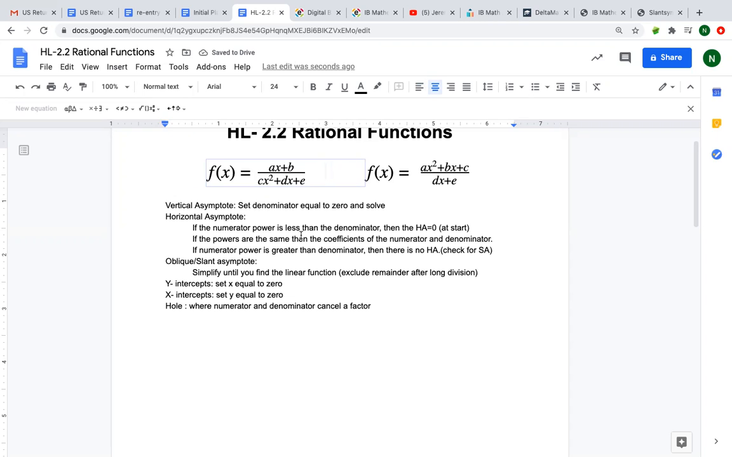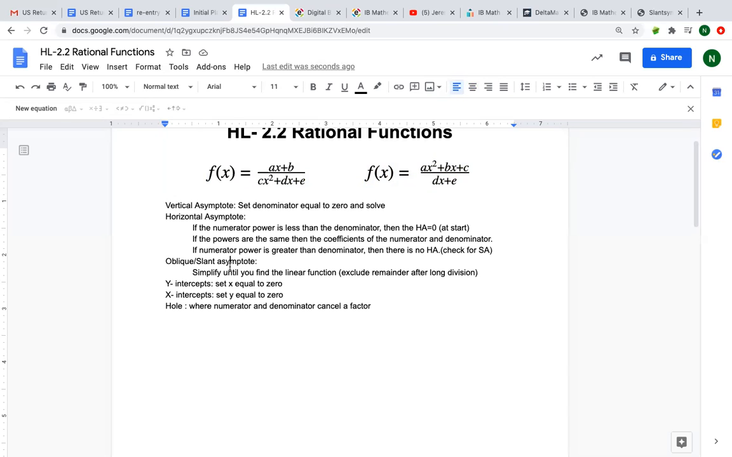If the powers are the same, then you take the coefficients of the numerator. So that's neither of these two examples, but if you had ax squared over bx squared, then your horizontal asymptote would be a over b. As far as when the numerator power is greater than the denominator, so that would be this one here, there's no horizontal asymptote, but you do need to check and see if there is a slant or oblique asymptote.